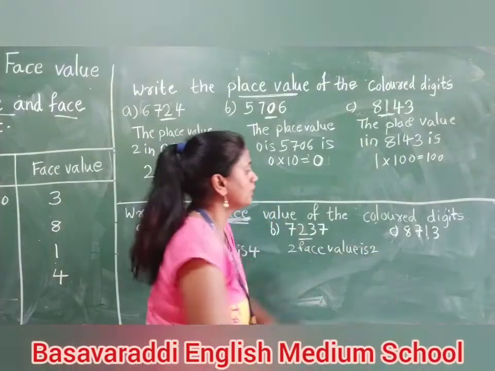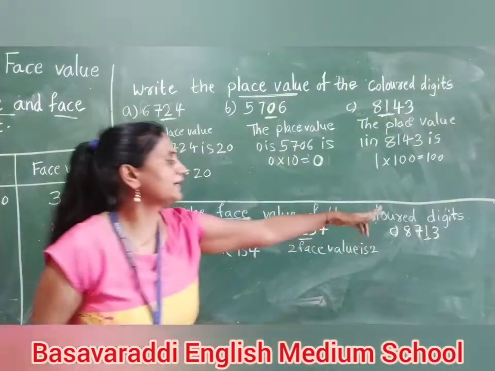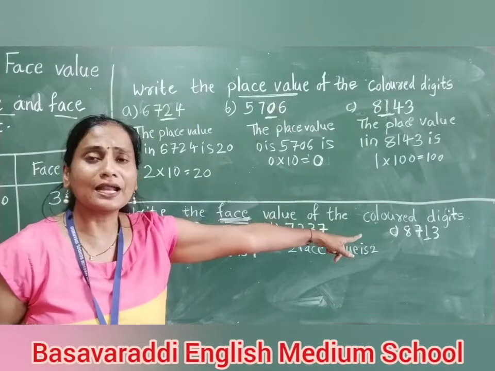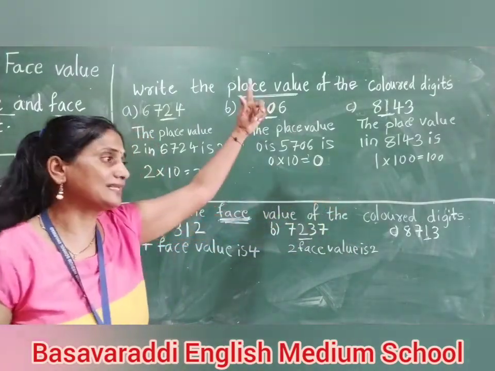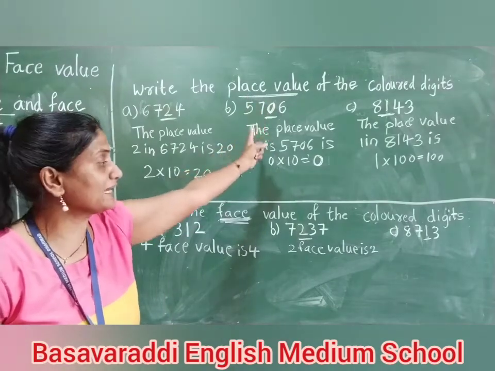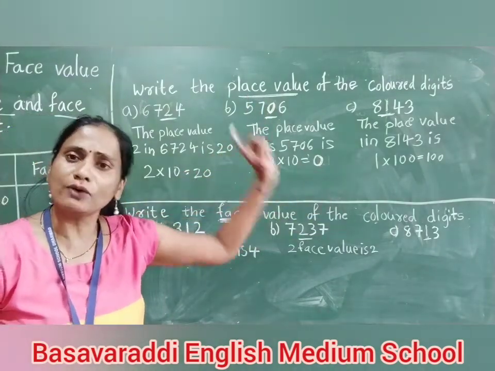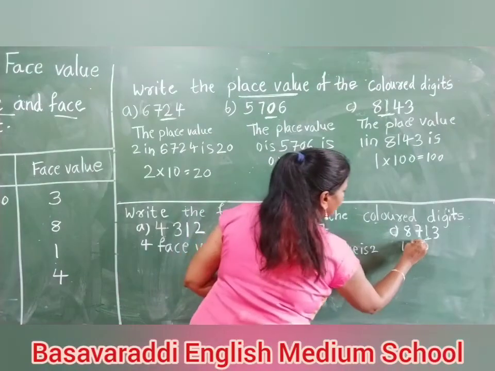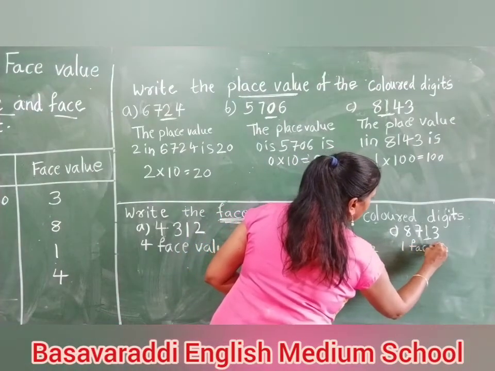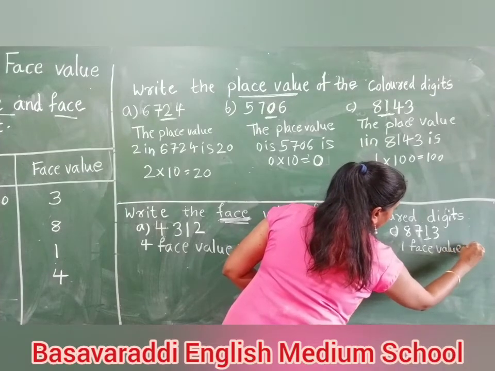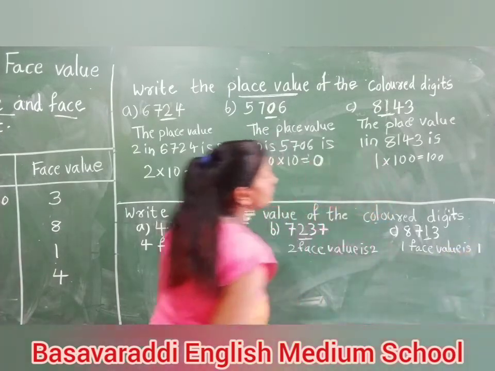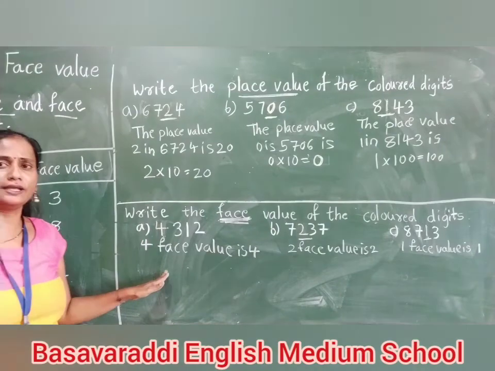Here is 1. In 8713, we are highlighting the 1. Whichever color is highlighted, we have to tell the place value. The 1 is in the 1's place, so the place value is 1 only. Okay? So you have to learn more and more and practice it. Okay? Bye.